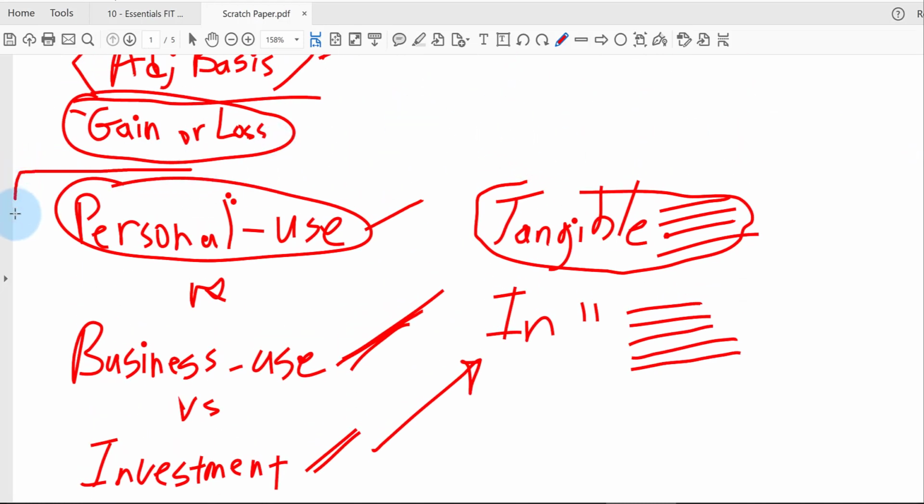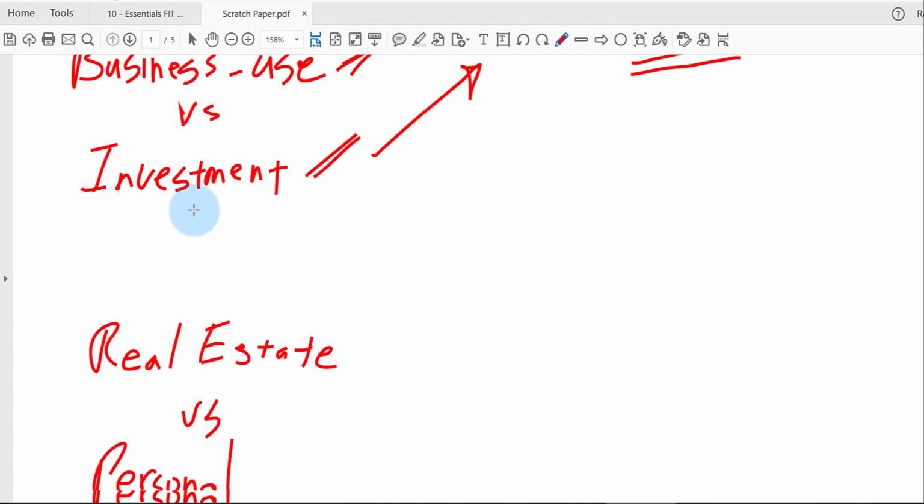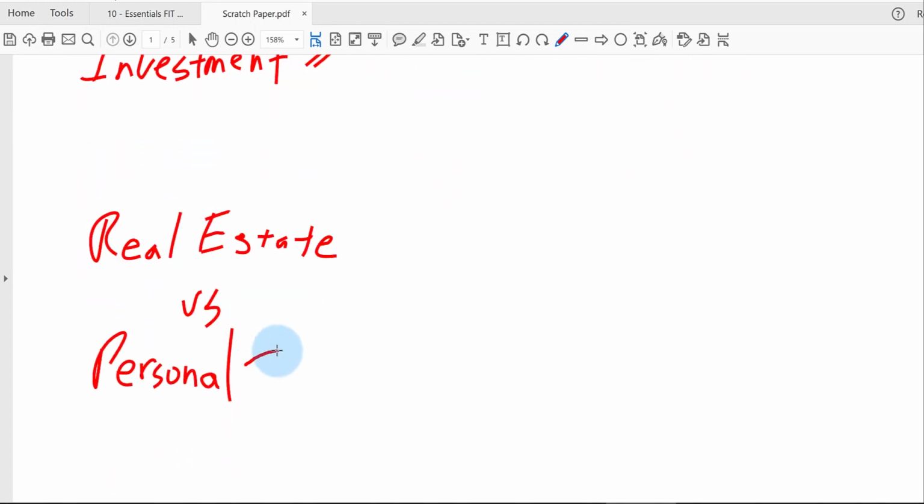different categorizations here. Again, this is stuff that's not business. That's not investment. And then the personal down here is stuff other than real estate. Personal property not attached to the land. So we'll talk about selling real estate and selling personal property and figuring out the gain or the loss.